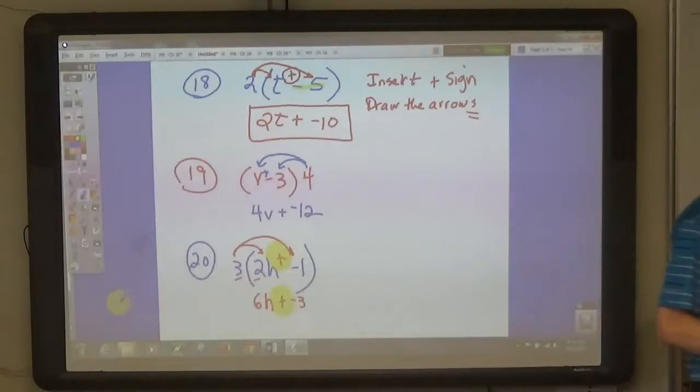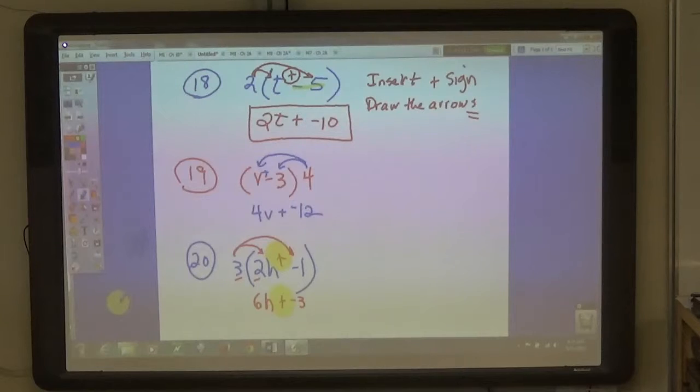So, you have to insert a plus sign whenever it is subtraction. If it's addition, do you need to insert a plus sign? No. Only when you have subtraction, you must insert the plus sign. Then you must draw the arrows to each term. Okay? And then do the multiplication.